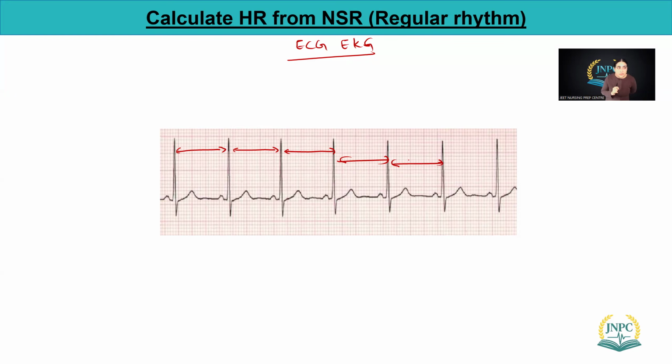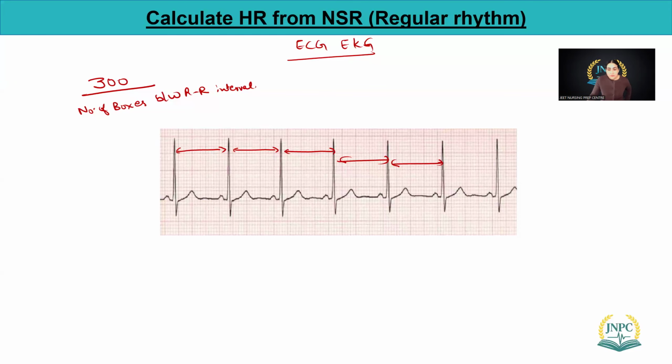How to calculate heart rate? There is a formula, write it down. The formula is 300 divided by, any idea? 300 divided by the number of boxes between R to R interval. Okay, number of boxes between R to R interval.